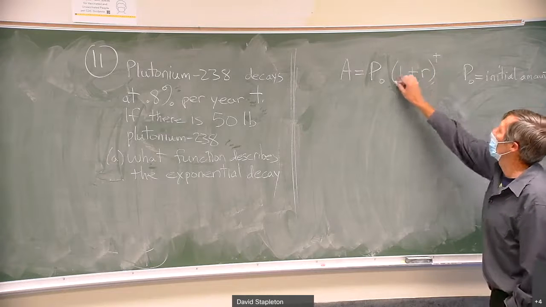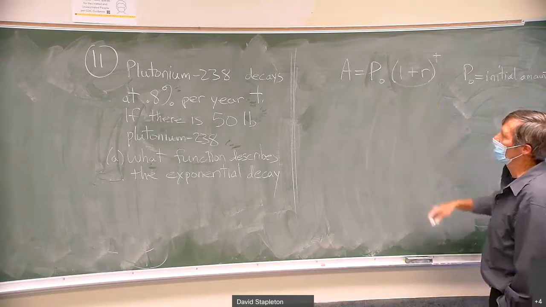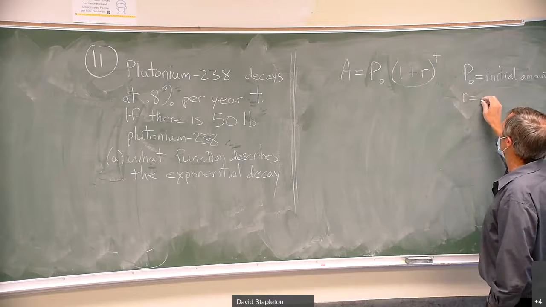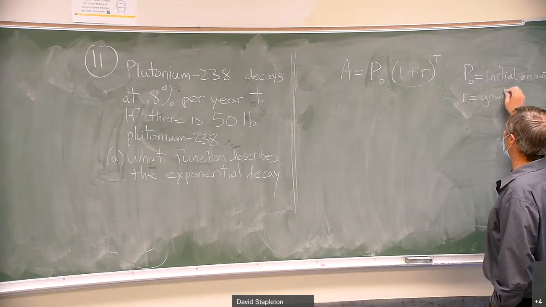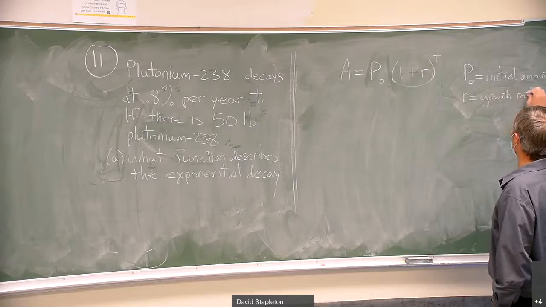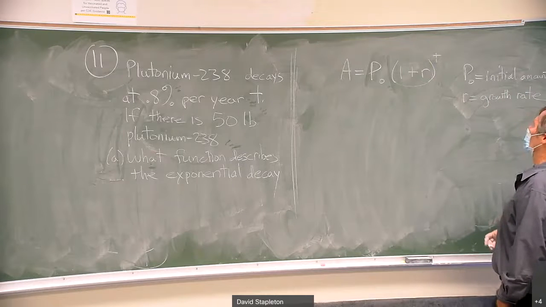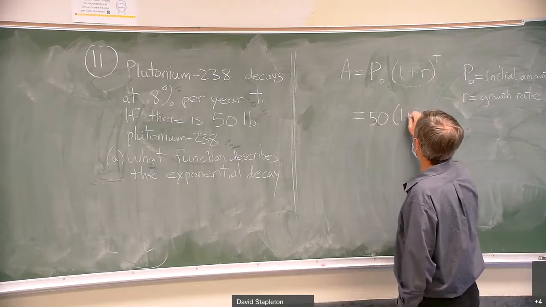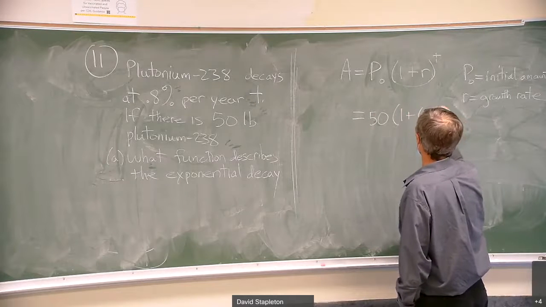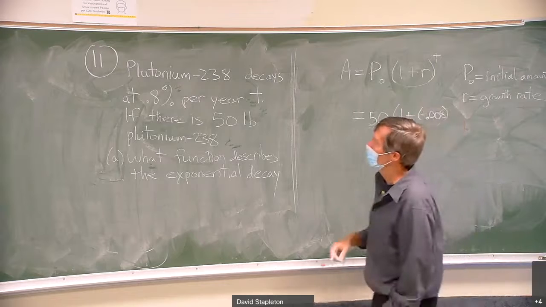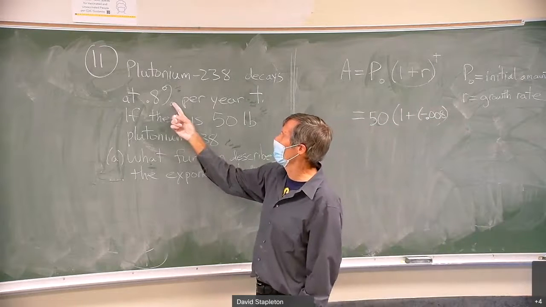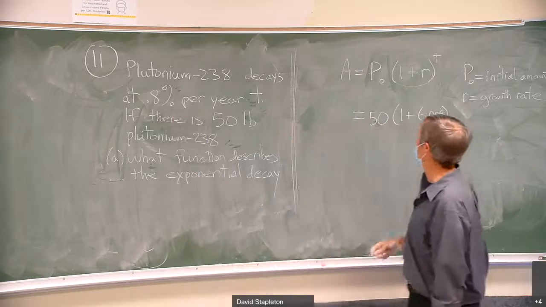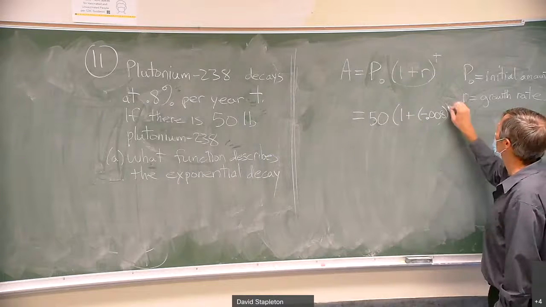And the decay factor, 1 plus R, is just 1 plus the rate of decay. Actually, R is the growth rate, not the decay rate. So for a decay, we're going to have to make it negative. Well, this is actually equal to P0, the initial amount, 50 pounds, times 1 plus minus 0.008. You have to write the percent as a decimal. So the percent means times 1/100. So you move it over 2 places, and 0.8% is 0.008, right? To the T.